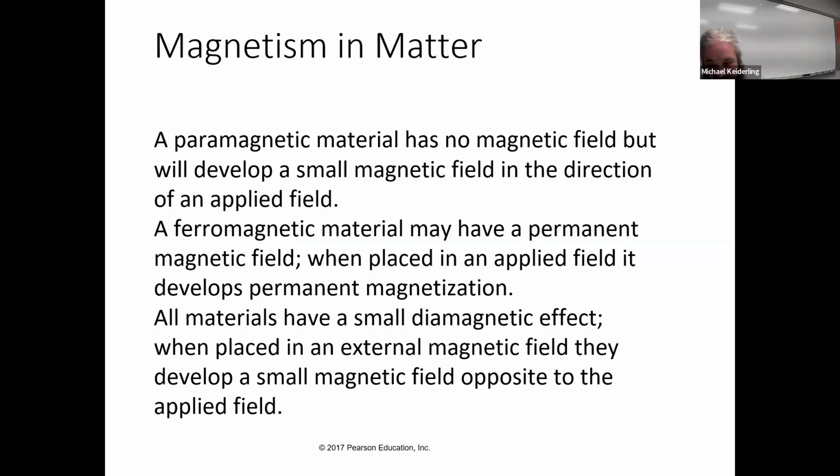Now, matter can affect magnetism. So a paramagnetic material has no magnetic field, but will develop a small magnetic field in the direction of an applied field. A ferromagnetic material is like a paramagnetic material, only more so, where not only will it develop a magnetic field in the direction of an applied field, it can stick. You can have a permanent magnetic field. So when placed in an applied field, it can develop a permanent magnetization. And all materials have a small diamagnetic effect where they will generate a magnetic field opposite to the applied field.